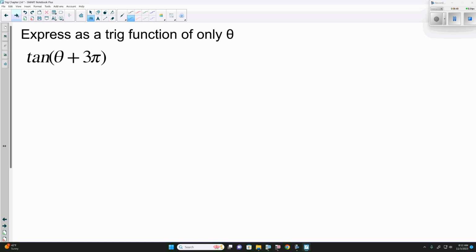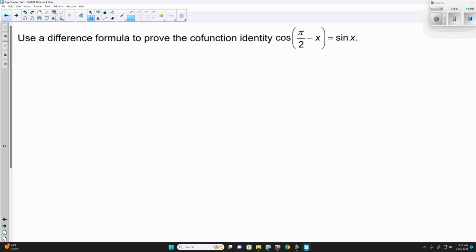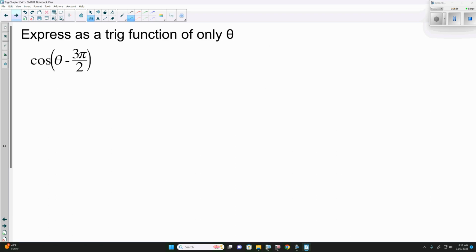All right, we're not going to worry about proofs because all this is just using the cosine identity to show that it is sine of x. We're not going to worry about that.